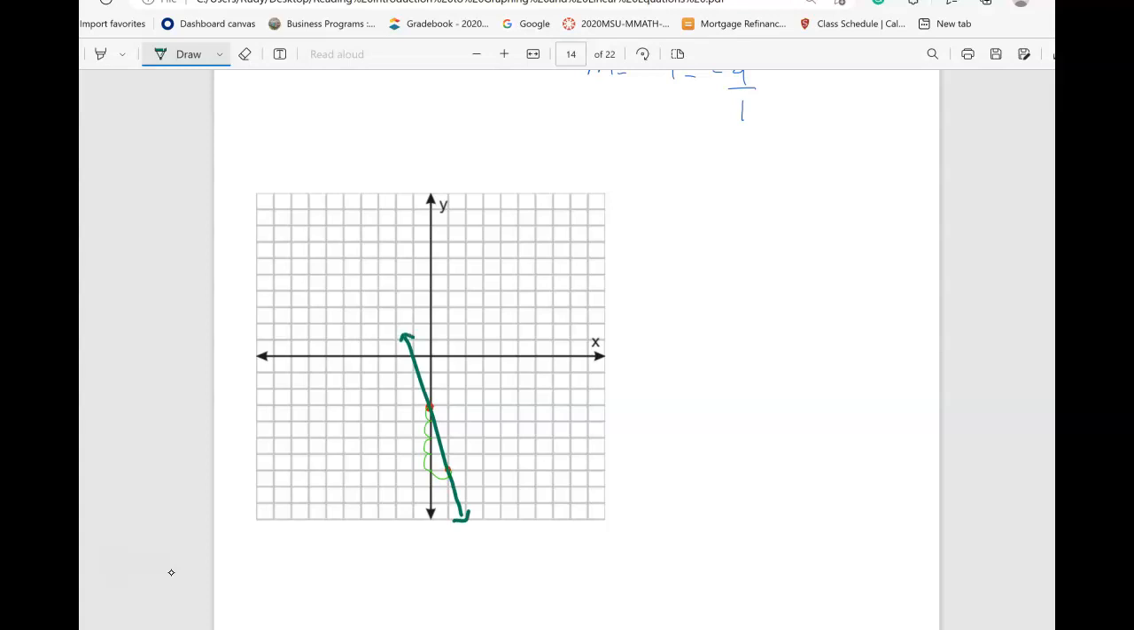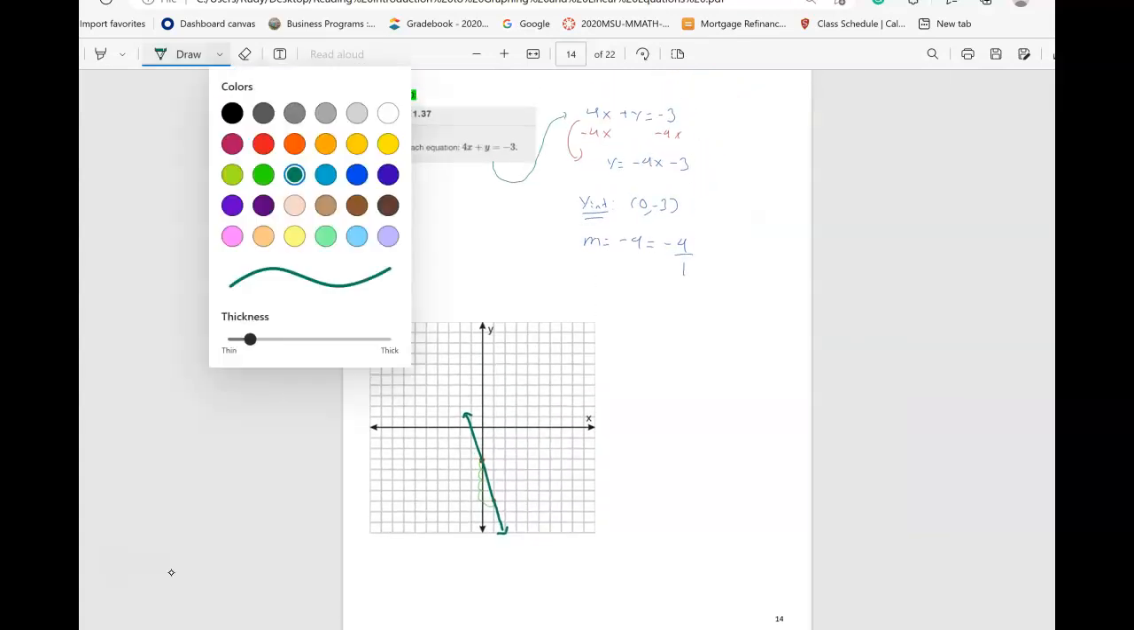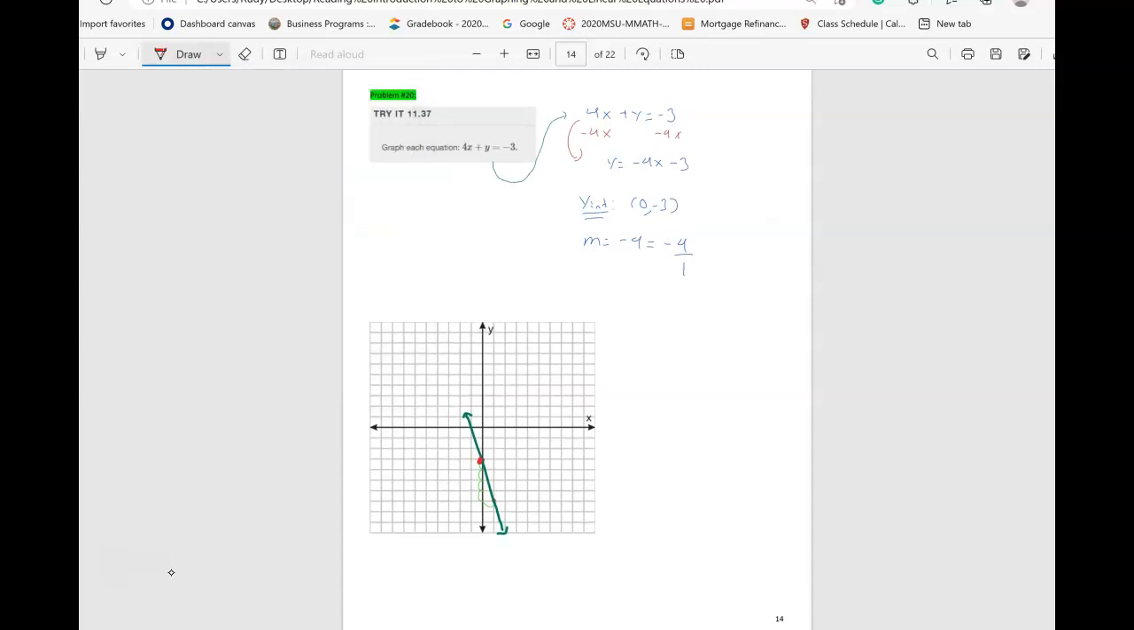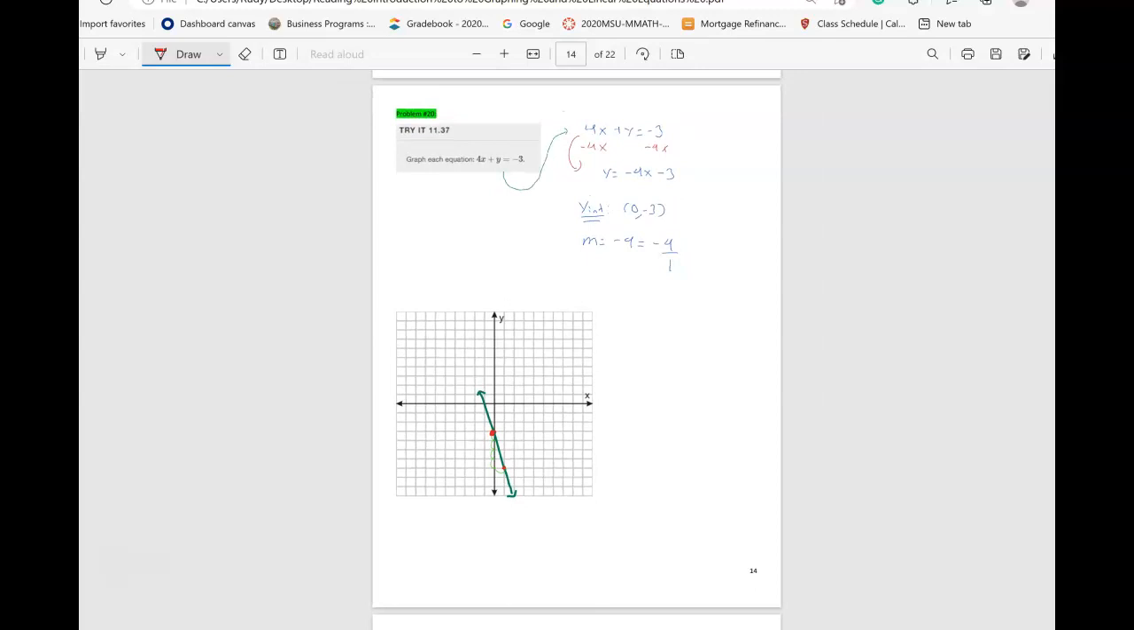Okay, that's actually it for this one. Let me just put the dots that we used. So that's the y-intercept. Then we follow the slope: 4 units down and then 1 unit to the right. That's actually it for these 2 problems.